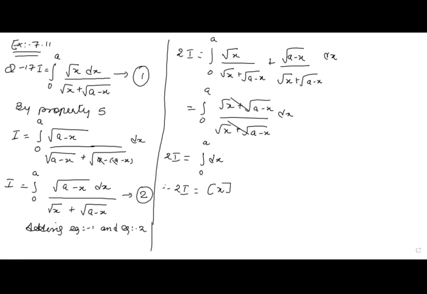Integration dx is just x, 0 to a. Keeping the value a minus 0, I will get a. But this is the value of 2I. Therefore, I is a by 2.